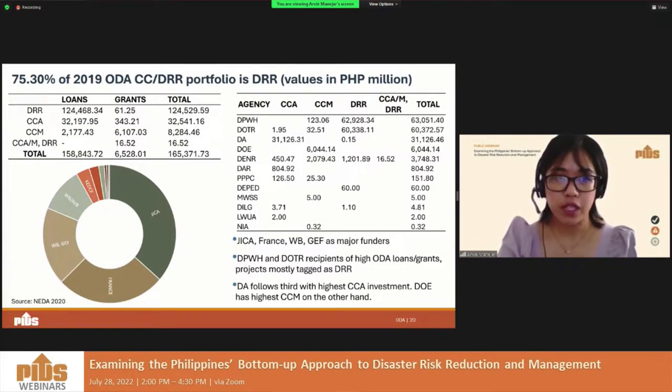So for ODA profile, 75.30% of it is related to DRR projects. Our biggest funders are JICA, France, World Bank, and GF, and DPWH and Department of Transportation are the recipients of this ODA loans or grants. These projects are mostly tagged as DRR. DA follows third with the highest climate change adaptation investment, while the Department of Energy has the highest climate change mitigation on the other hand.